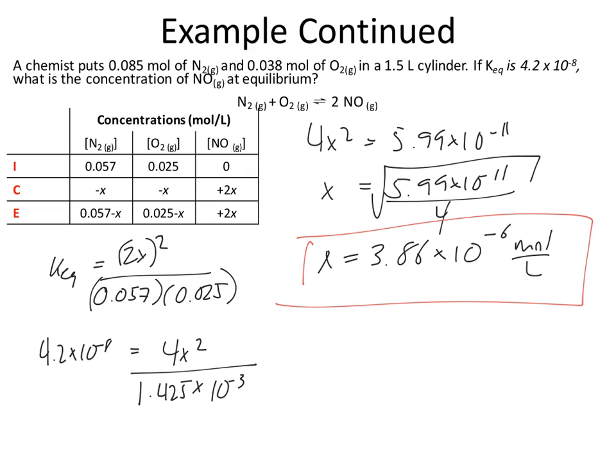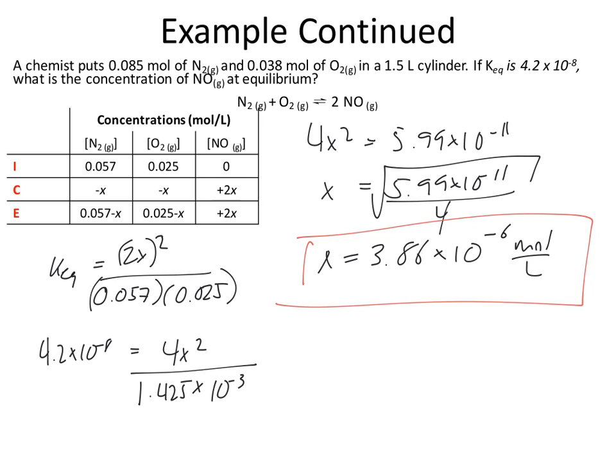Now you can see that the change is really, really small. It's a small number, times 10 to the negative 6. So if we have these values, which are 0.057, we're going to be subtracting this number from this, and you can see that that's going to be a really small change. So let's take a look at that.